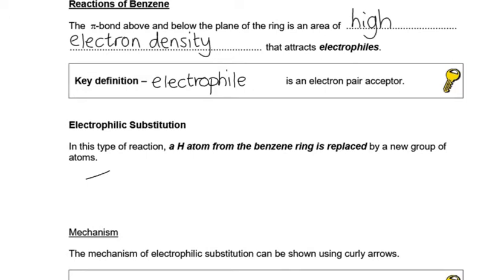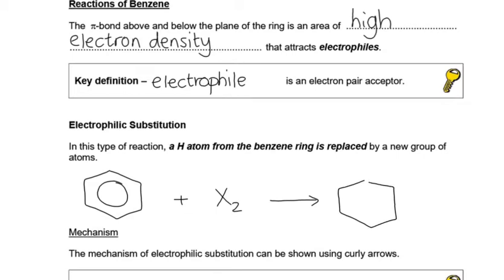So we're going to take our benzene ring, which remember we draw skeletally, and we're going to react it with some sort of electrophile. So say we have this thing X2, that might be Cl2, there might be a catalyst involved. We're going to swap one of the hydrogens that's invisible in our skeletal formula for the X, and we'll be left with HX. We've substituted H for X.